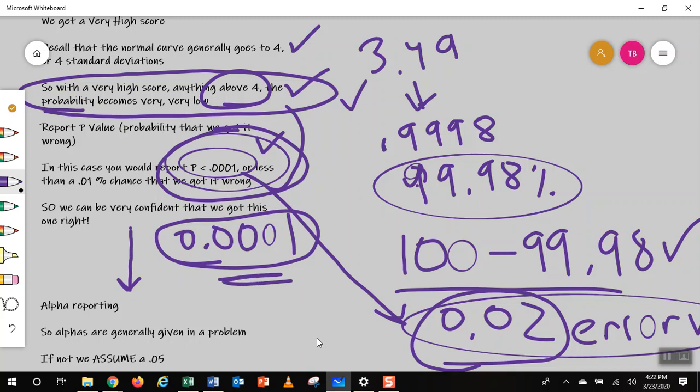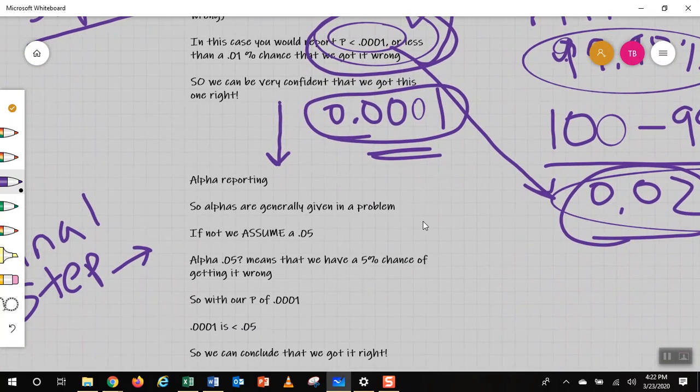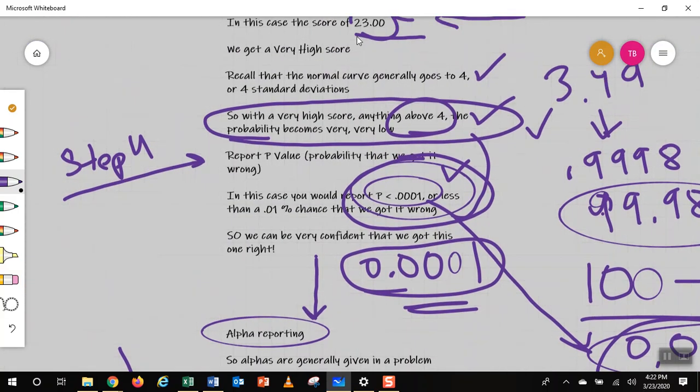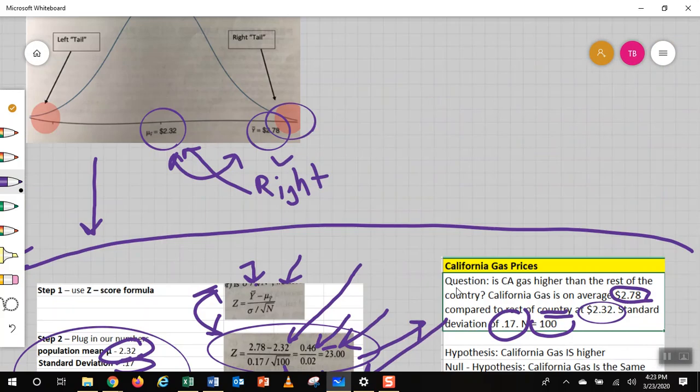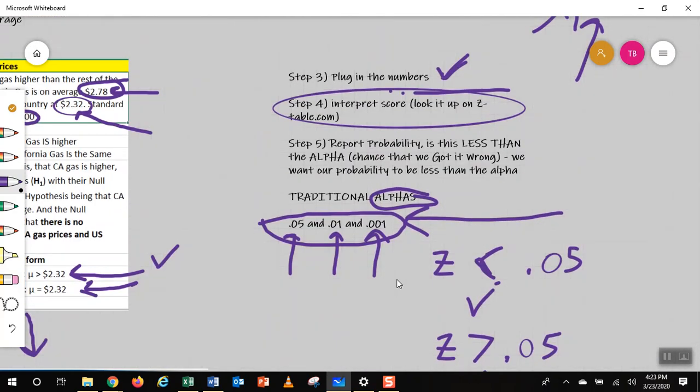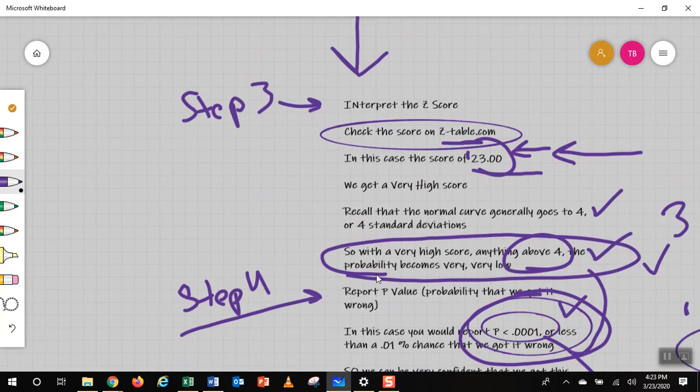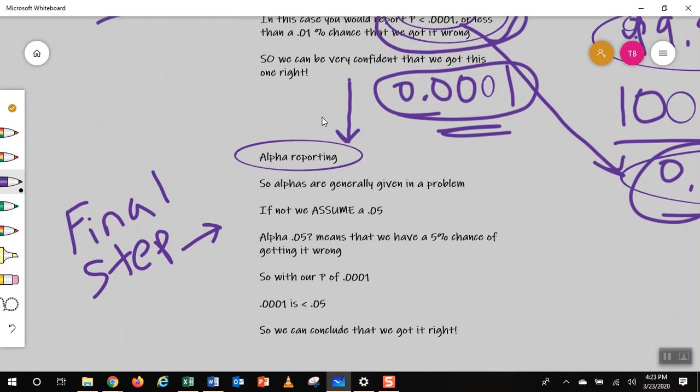So what does this mean? Okay, the final step is just interpreting this. Step 5, the final step, goes back to that alpha reporting. Up above, when we talked about alphas, the question will generally tell you. This question does not say, but if it doesn't say, we're going to assume an alpha of 0.05. And just as a quick reminder, traditional alphas are 0.05, 0.01, and 0.001. In this case, we just assume 0.05 if they don't tell you in the question. Just going back down here, we're assuming 0.05.